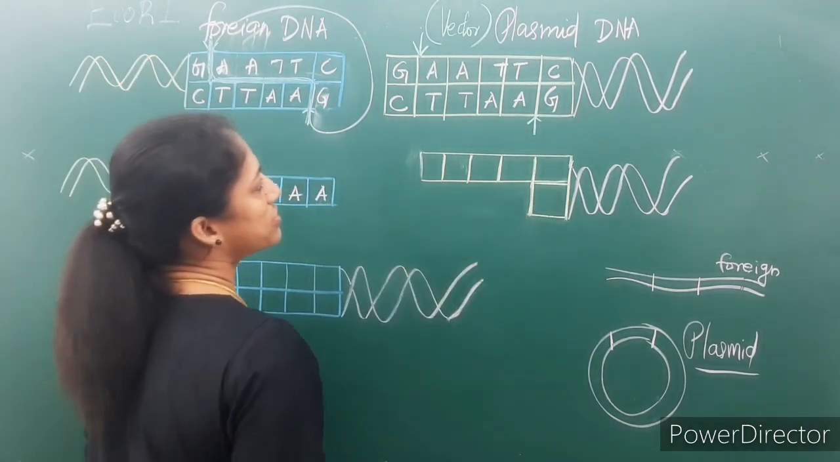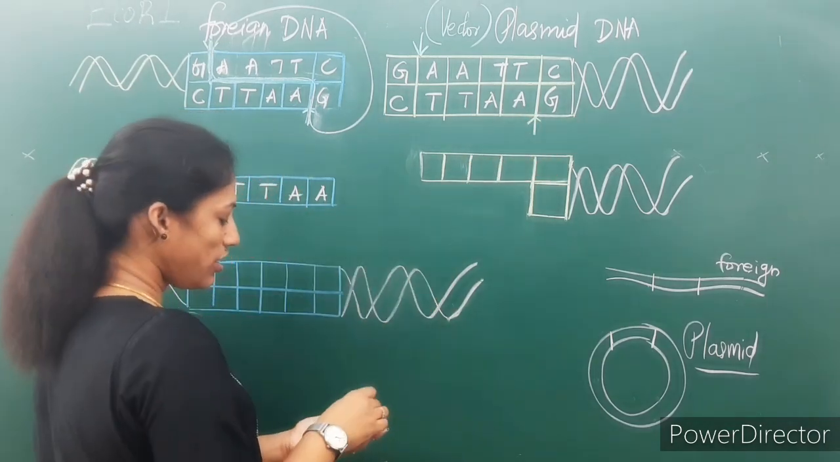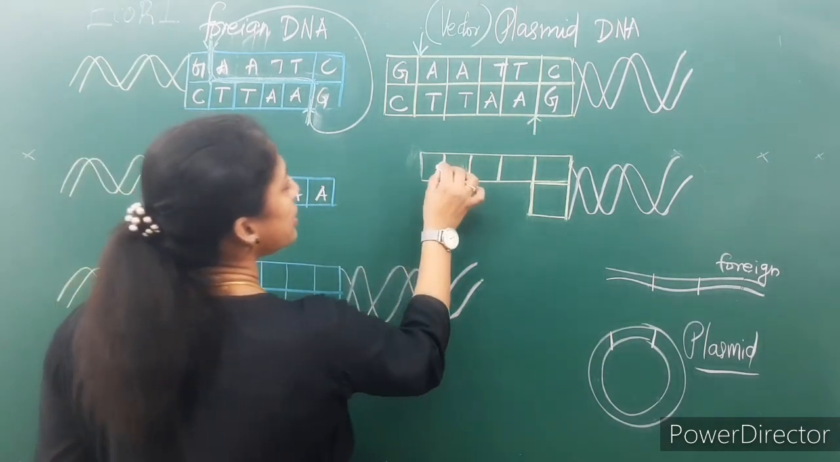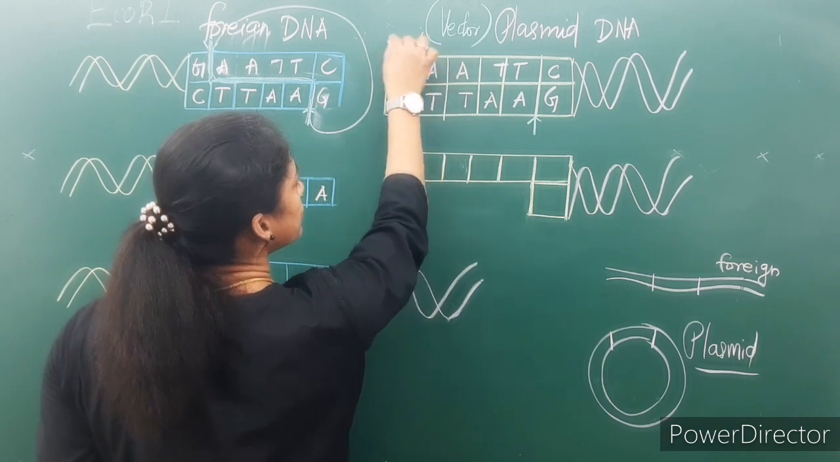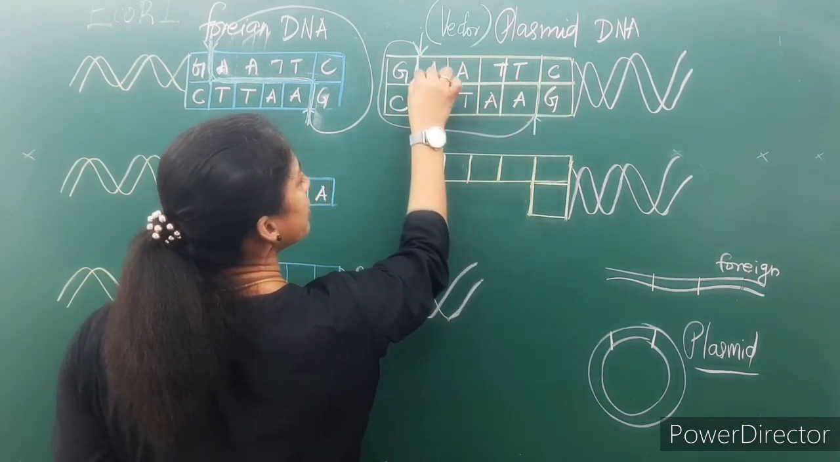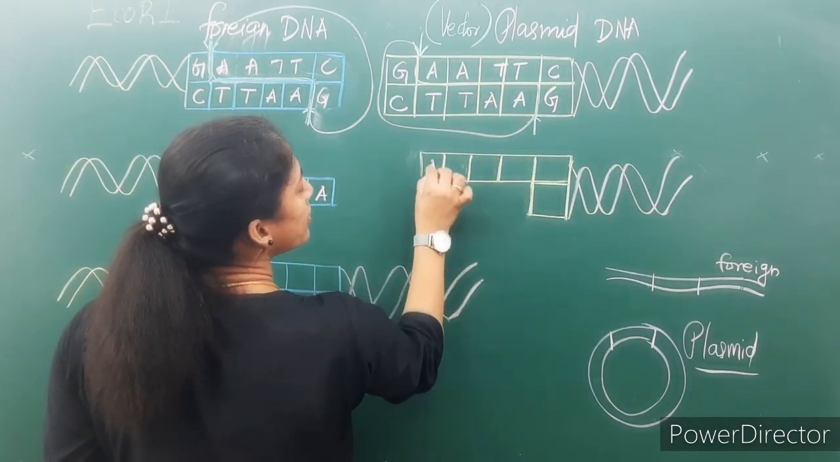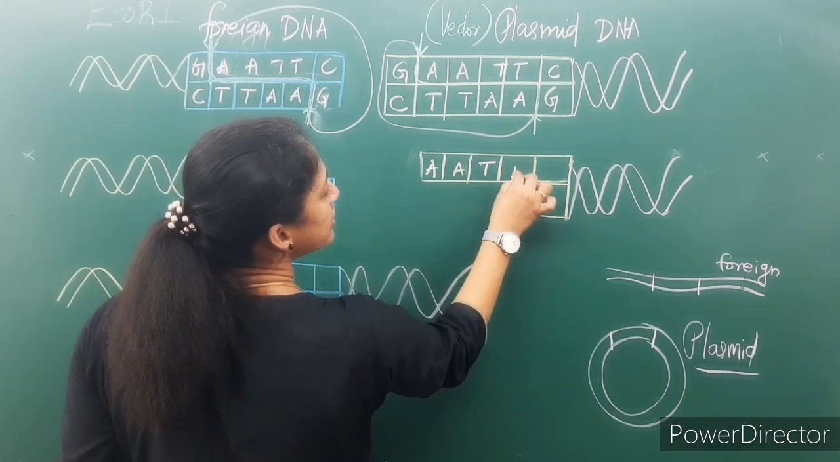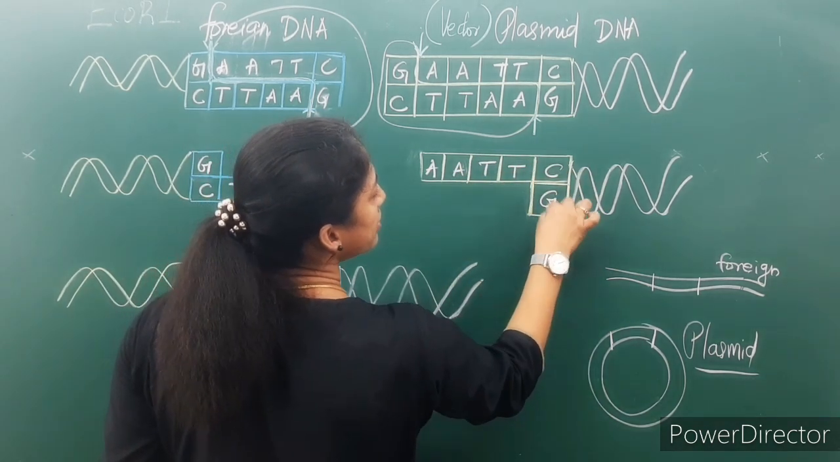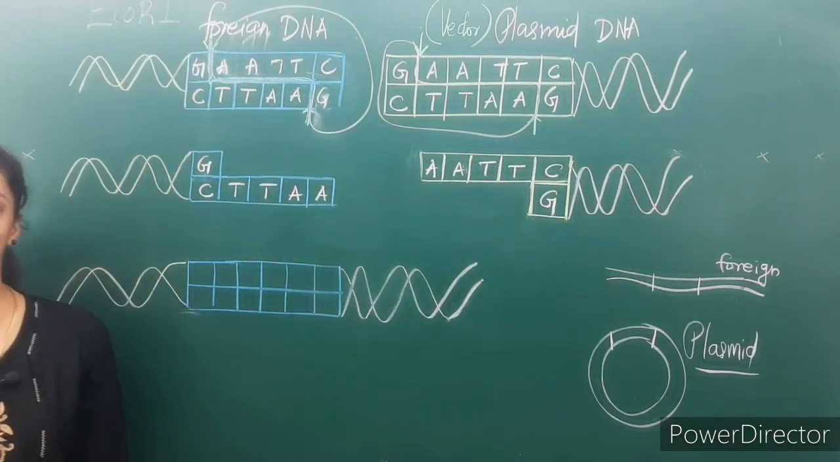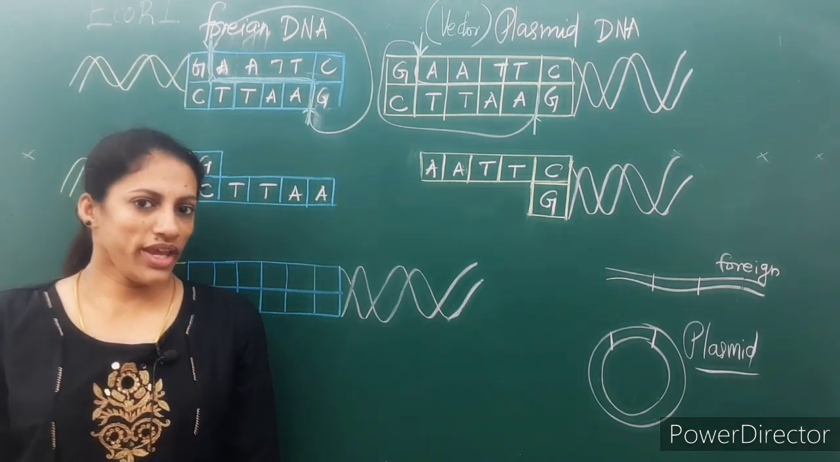In the next case, a similar cut is made there. Then what will be the result? See, the G is cut and removed. This is the way it is removed. And here what is left will be AA, TT, C, and in the other strand G will be left there. Is it okay? Is it clear?